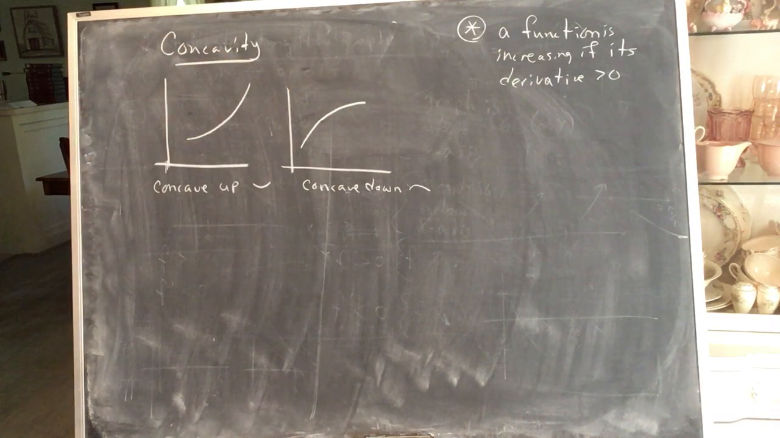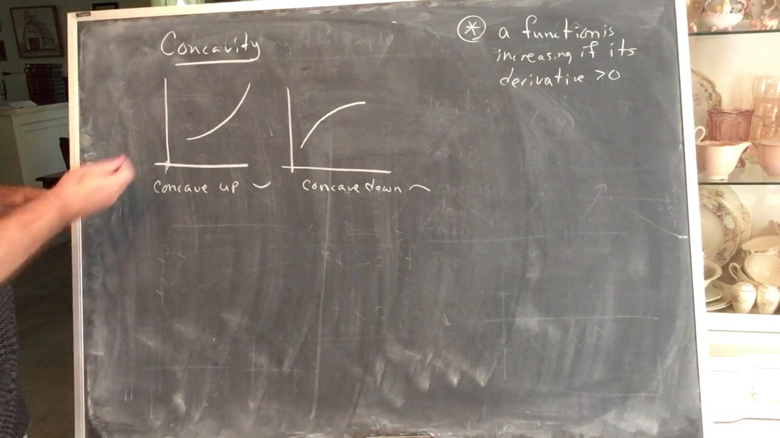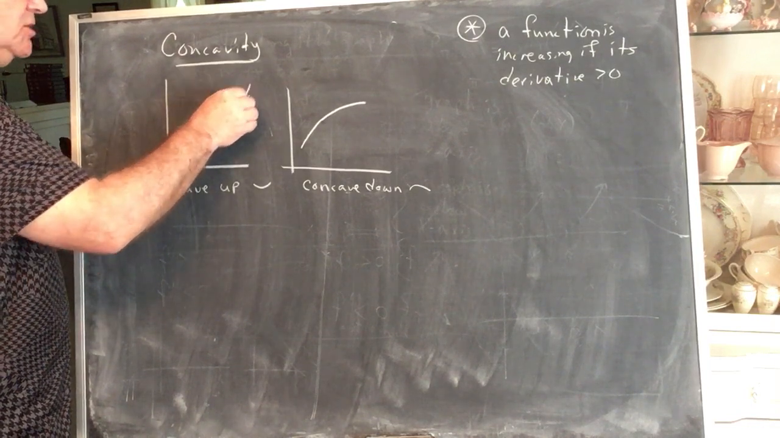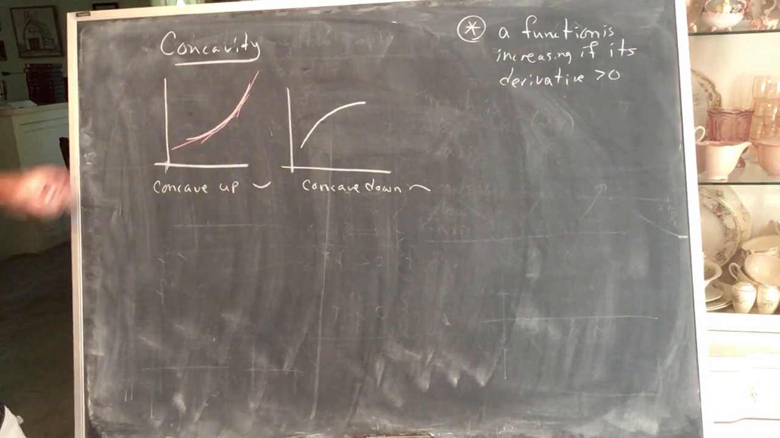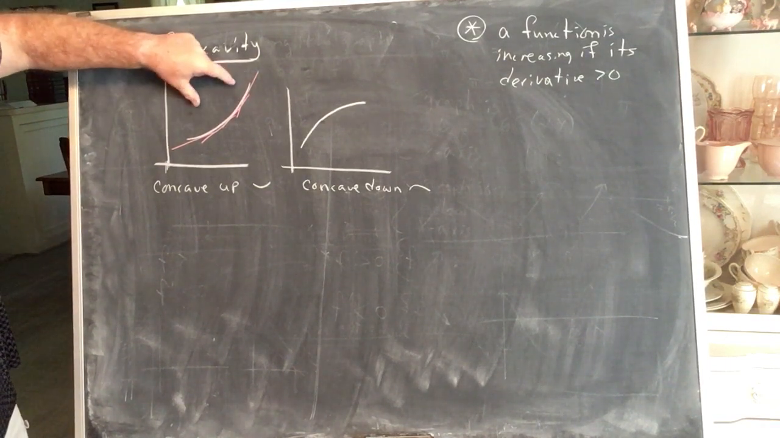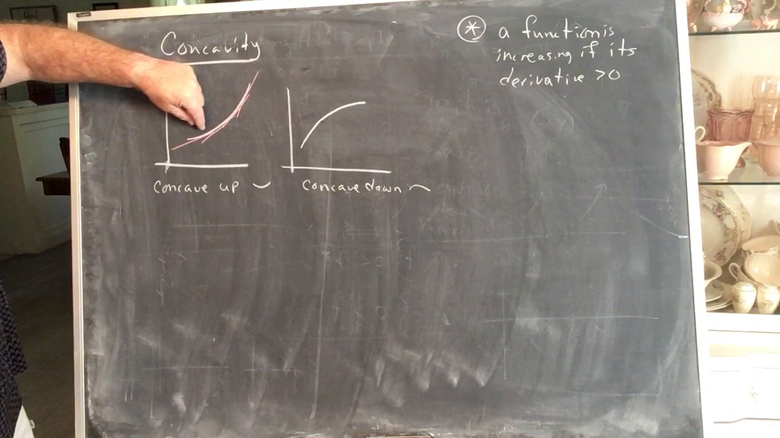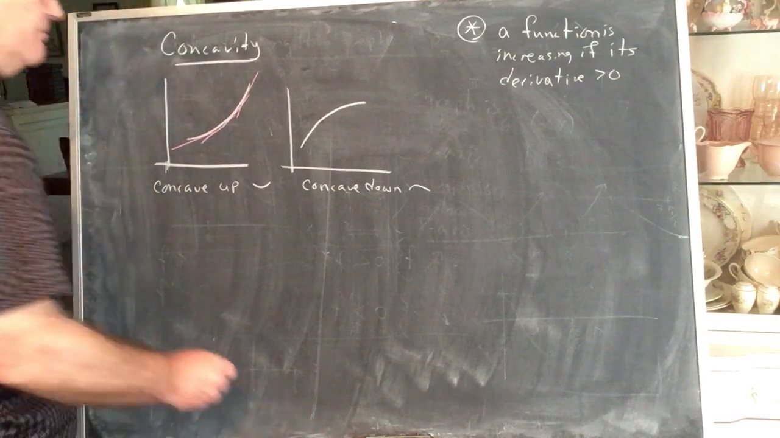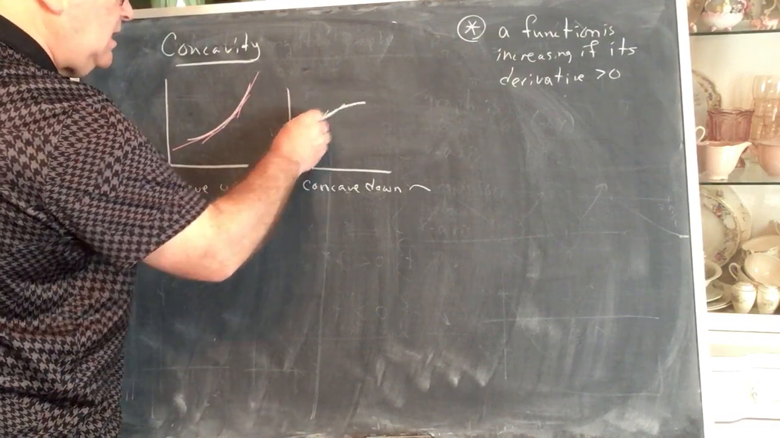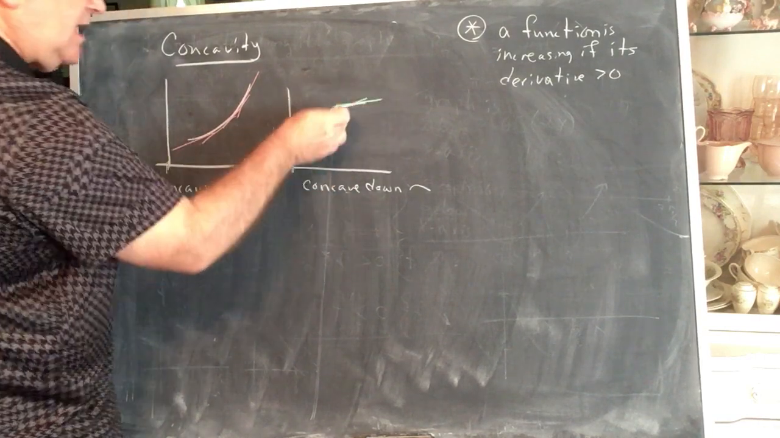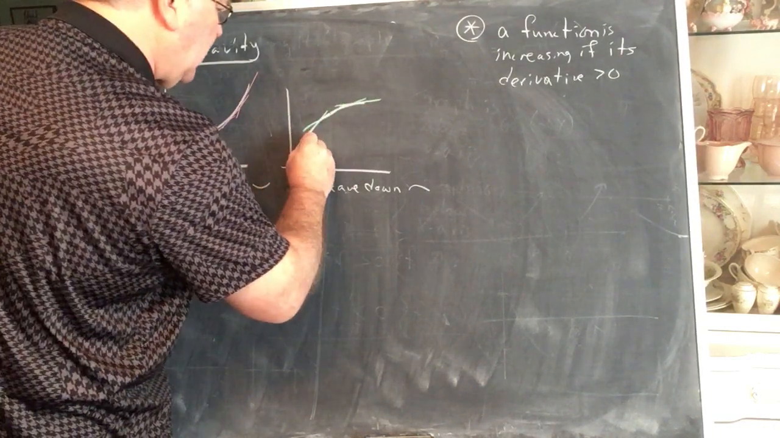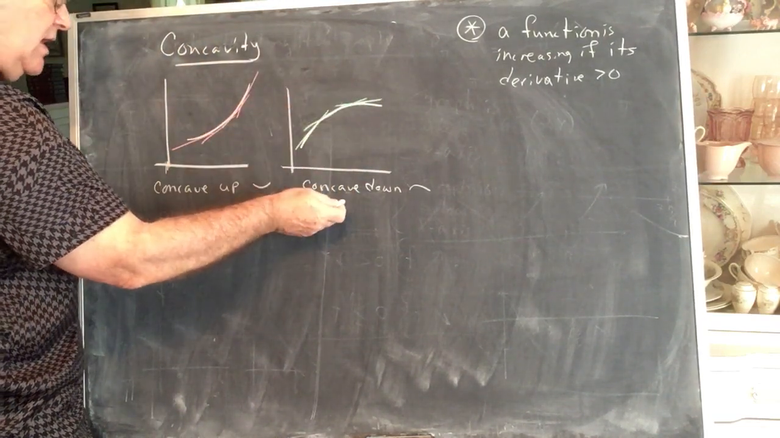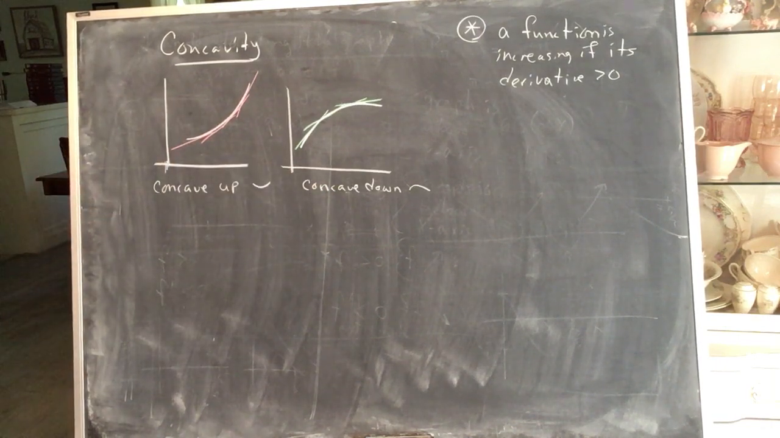The key notion about concavity deals with the tangent lines, but in a different way. Look at all the lines that are tangent to this curve. The curve is always above the tangent lines, except at the points of tangency. Whereas in this picture, concave down, except at the points of tangency, the curve is uniformly below all the tangent lines. The curve is below the tangents for concave down. The curve is above the tangents for concave up.